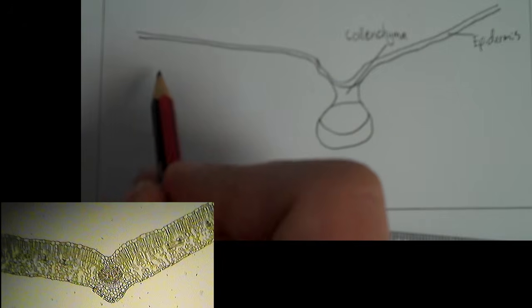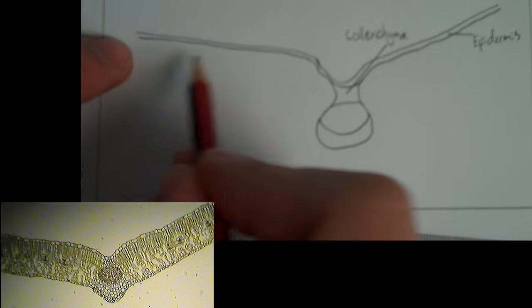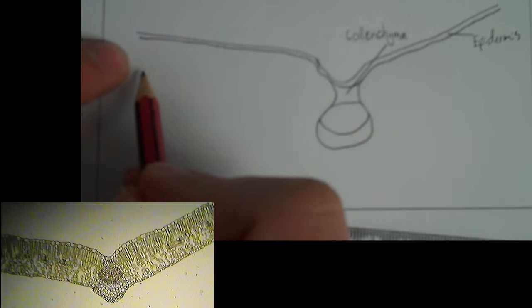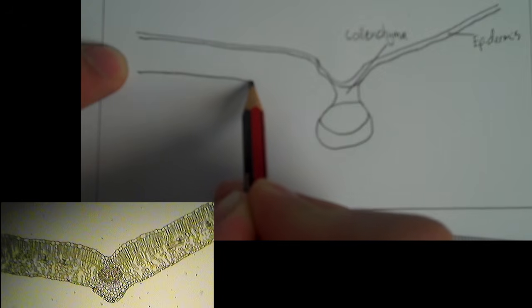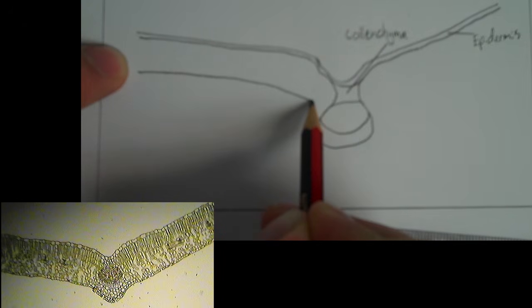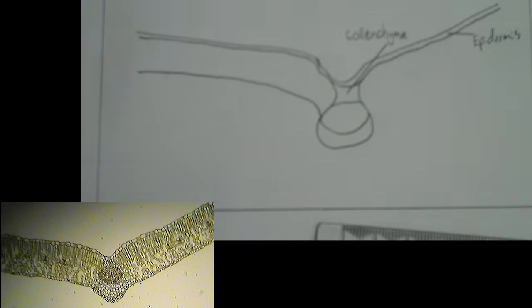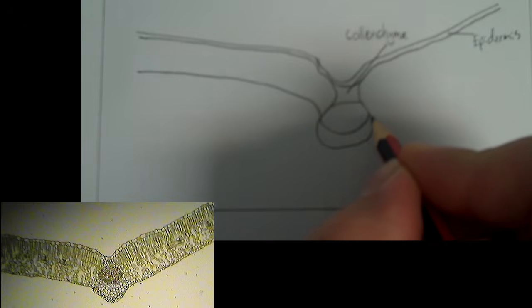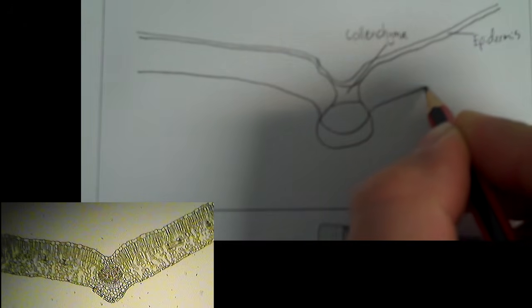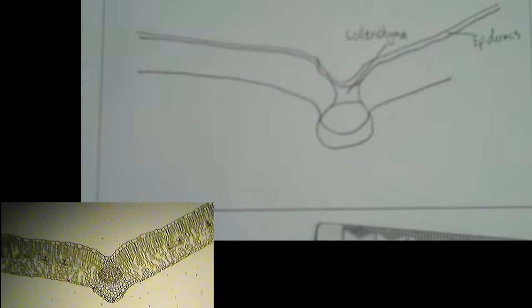So doing the next layer, this is to show where our palisade mesophyll is. Just coming across and finishing roughly where the division is between the xylem and phloem. So the same on the other side, roughly here. And I might leave some space for my labels just there to the side.